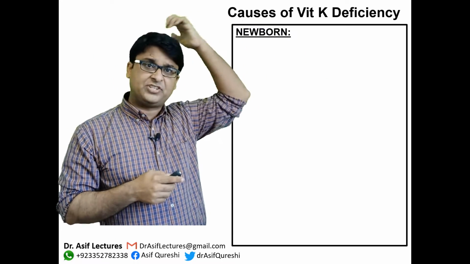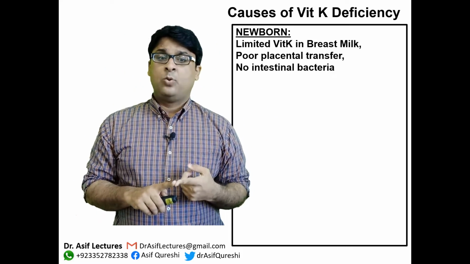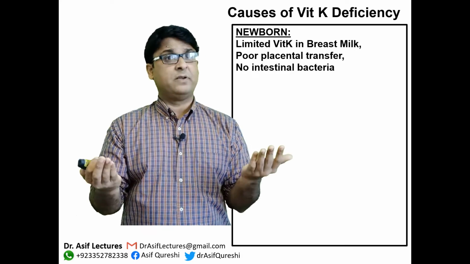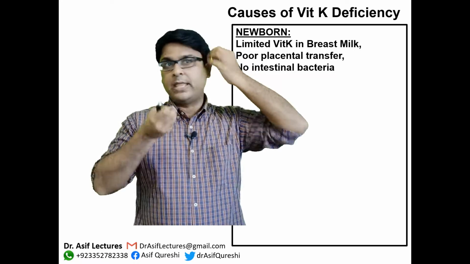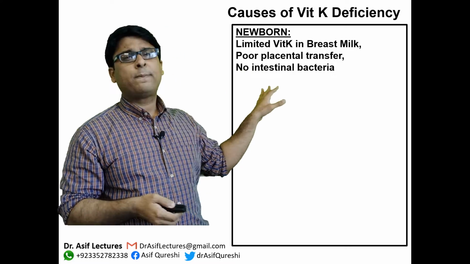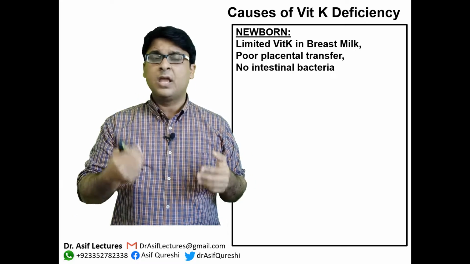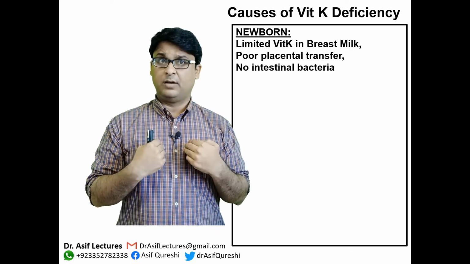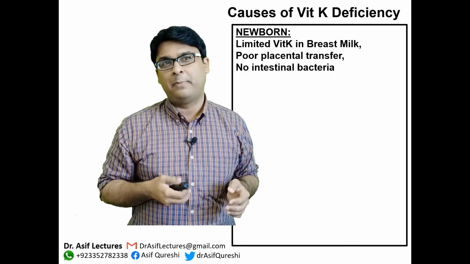Causes of vitamin K deficiency. It's very common in newborns. Why? Because newborns are being fed by mom, and vitamin K does not transfer in breast milk, so they do not get vitamin K from mom's milk. And they do not eat anything, so the dietary sources are gone. And then there is poor placental transfer. They did not get it through the placenta, and they did not get it via milk or their diet. And what is the other source of vitamin K? The intestinal bacteria. And the newborn has a sterile environment. They do not have bacteria.